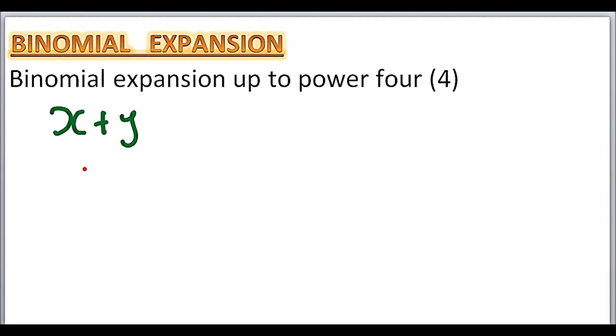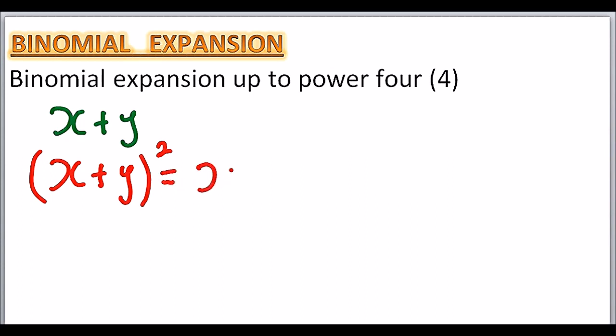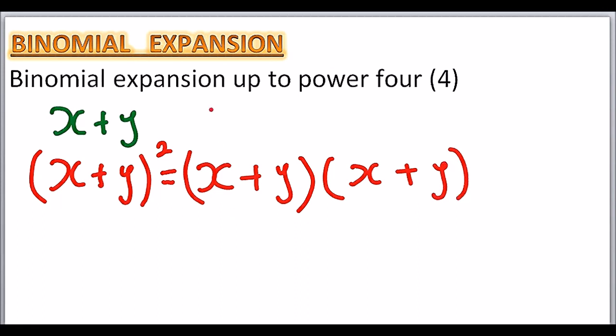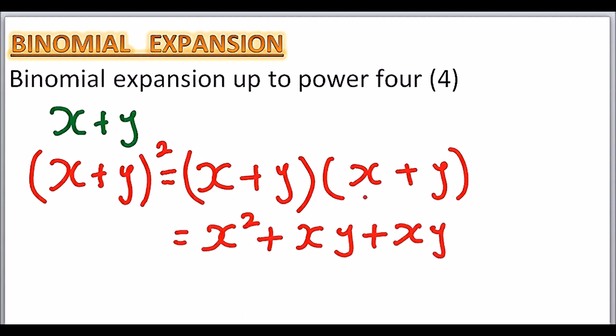From there, we take another one, (x plus y) in brackets squared. We can expand this and say this is (x plus y) times (x plus y). So we multiply x by x, we get x squared. x multiplied by y, we have plus xy. Then y multiplied by x, you get xy, and y multiplied by y, we get y squared.